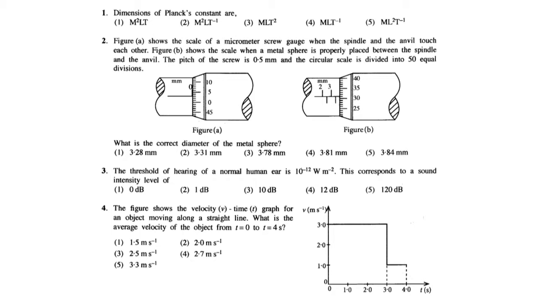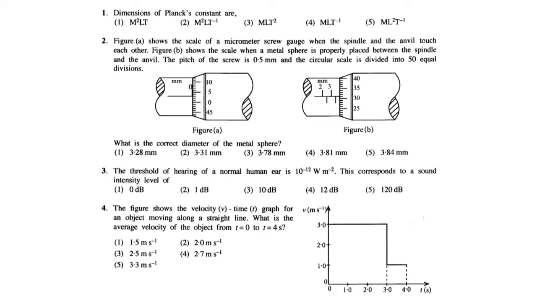Then we have to find the zero error. There you can see that circular scale 0 is 3 lines below the horizontal line. So the zero error of the instrument is 3 into 0.01, that is 0.03 millimeter.